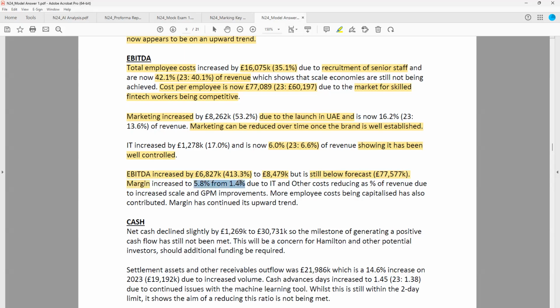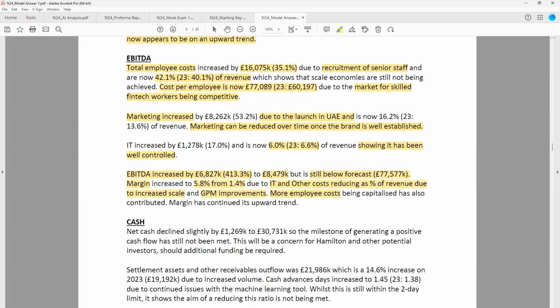Margin has increased. So why has the margin increased? Well, there's IT and other costs reducing as a percentage of revenue due to the increased scale. And then some of it is because of those gross profit margin improvements just feeding through down into the EBITDA line.